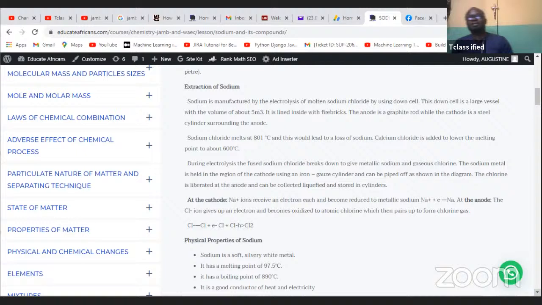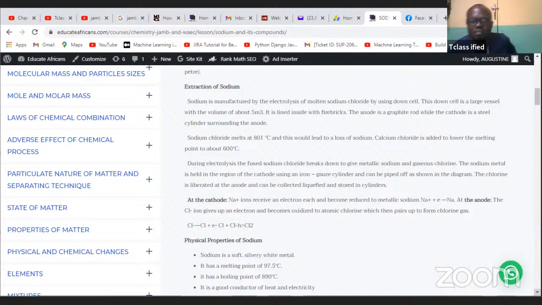This is a constant question in WAEC and JAMB. Why is calcium chloride added? In the manufacture of sodium from sodium chloride, why do you add calcium chloride? You do that in order to lower the temperature from that very extreme end of 801 degrees Celsius to 600, because sodium can vaporize at that temperature of 801, so it can lead to loss of sodium.